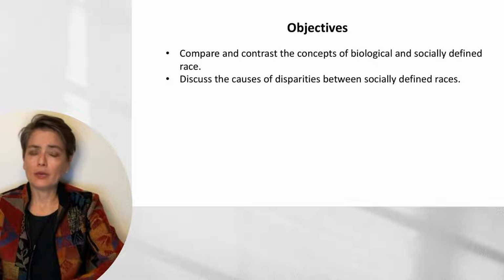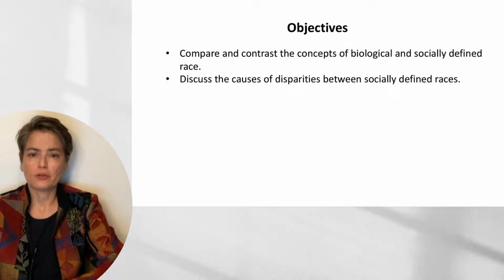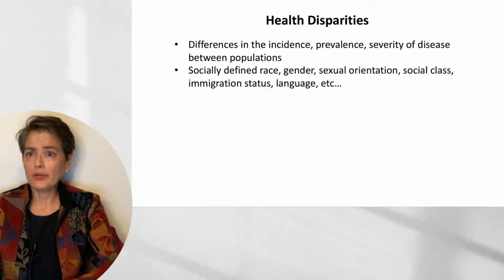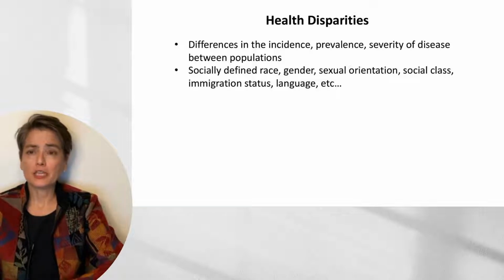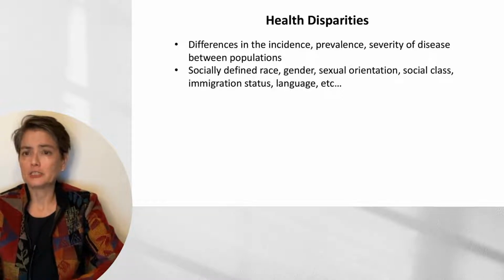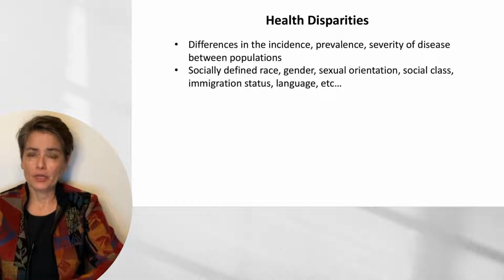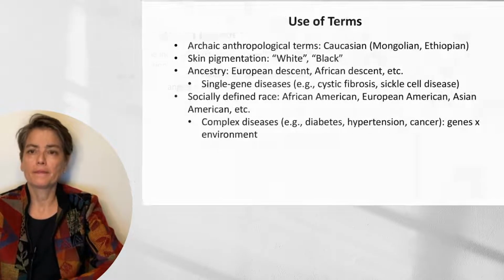So with that in mind, I will be comparing and contrasting the concepts of biological and socially defined race and discussing the causes of disparities between socially defined races. So health disparities are simply the differences in incidence, prevalence, severity of disease between populations. And those populations can be based on a variety of different factors, so socially defined race, gender, sexual orientation, social class, immigration status, language, etc. There really is no end to the different types of populations that can have health disparities.